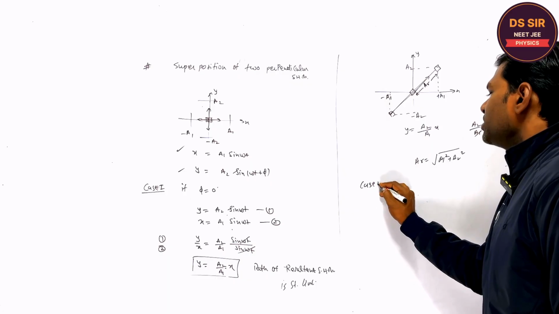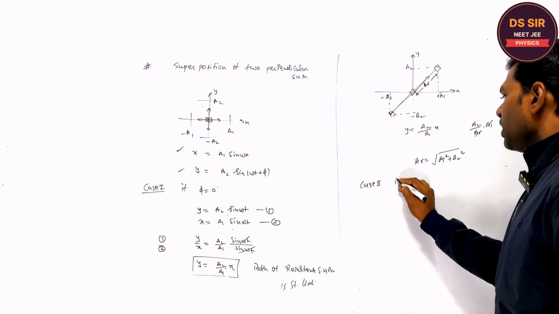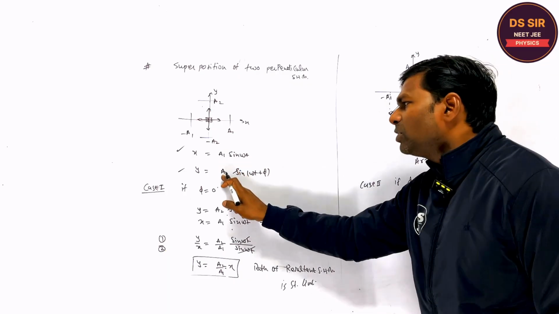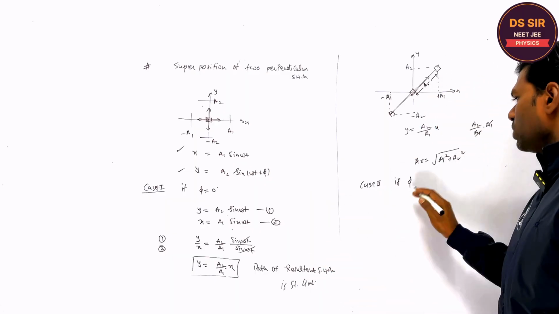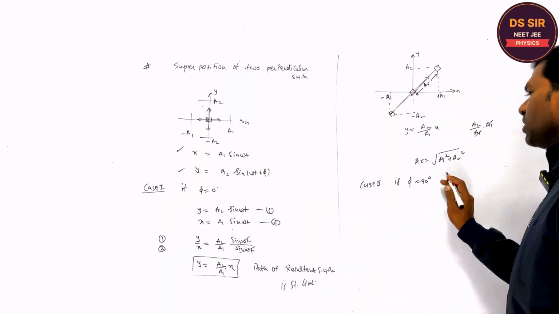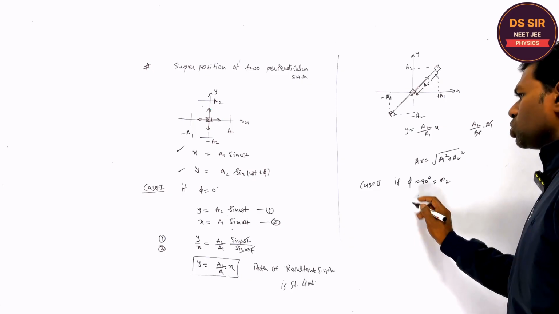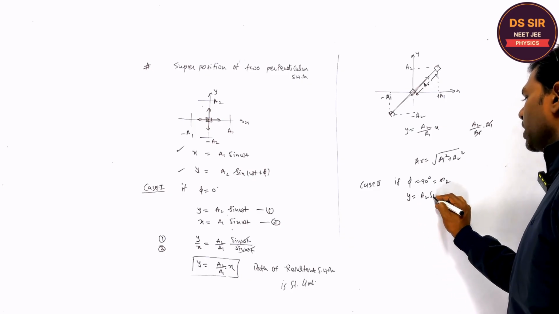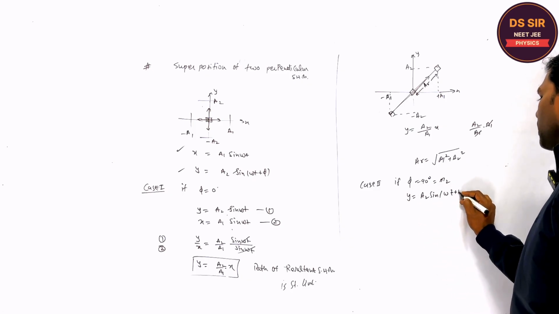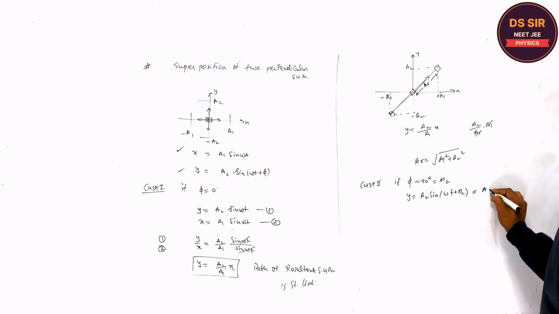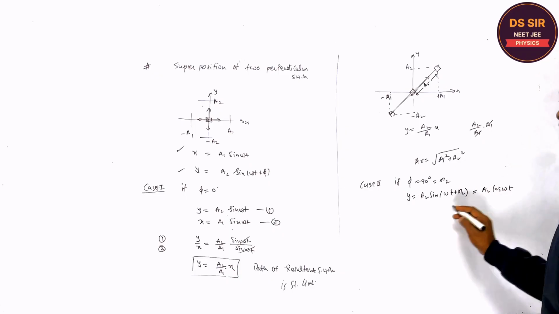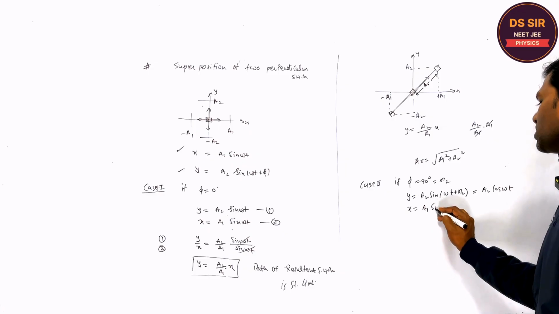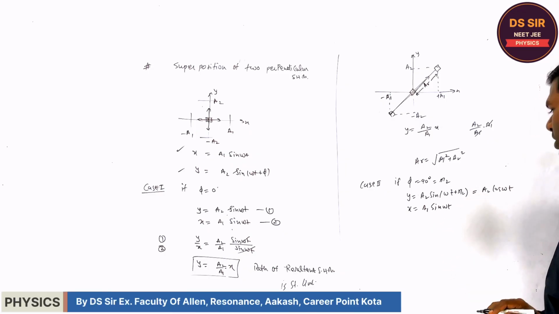Now I am discussing case 2, right? If the phase difference between the two waves, or the two SHMs, is 90 degrees or pi by 2, then y will be equal to a2 sine of omega t plus pi by 2, which may be written as a2 cos omega t. And what is the value of x? It is a1 sine omega t. Is it clear or not?